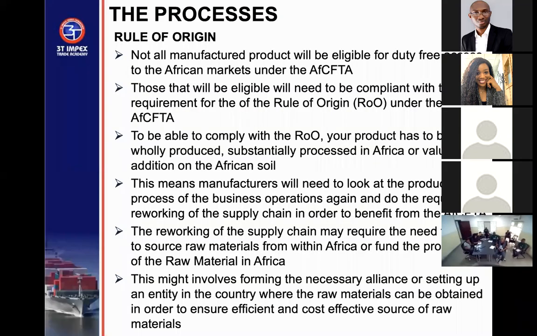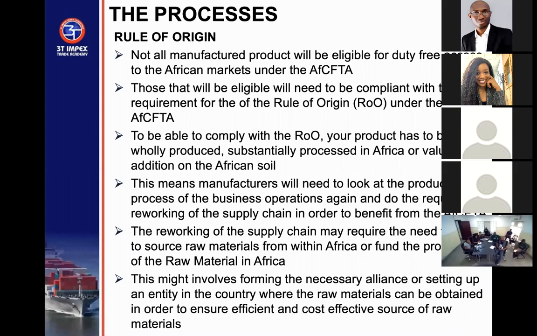Not all manufactured products will be eligible for duty-free under AfCFTA. Those that will be eligible will need to be compliant with the requirement of rule of origin. To be able to comply with rule of origin, the product has to be wholly produced, substantially processed, or value added on the African continent. This means manufacturers will need to look at their production processes again and do, where required, a reworking of their supply chain in order to benefit from AfCFTA.